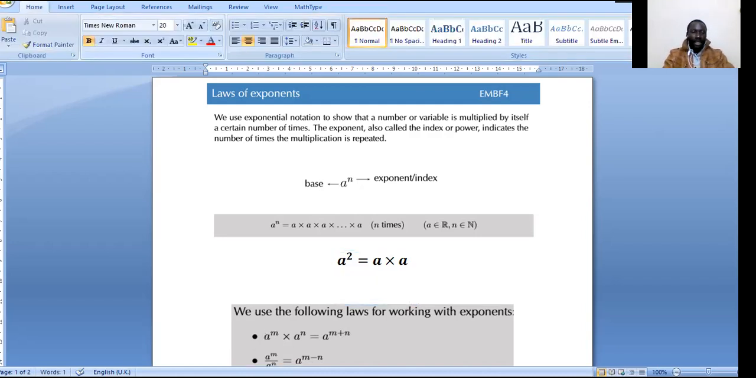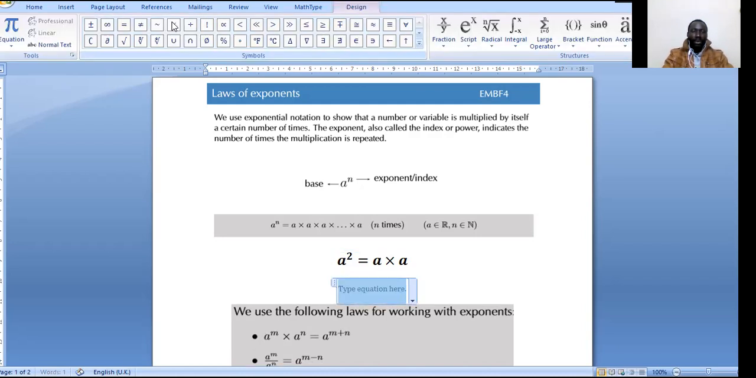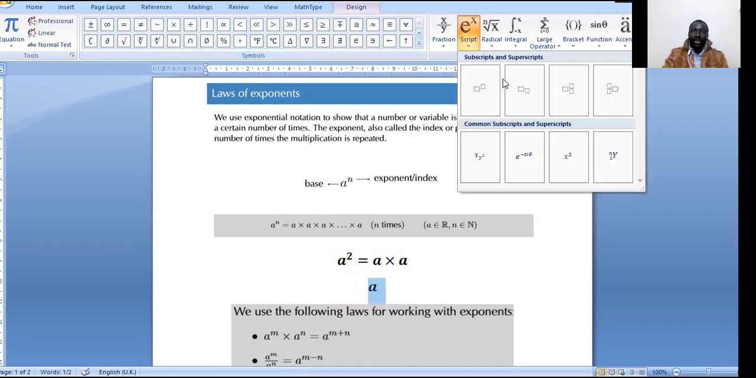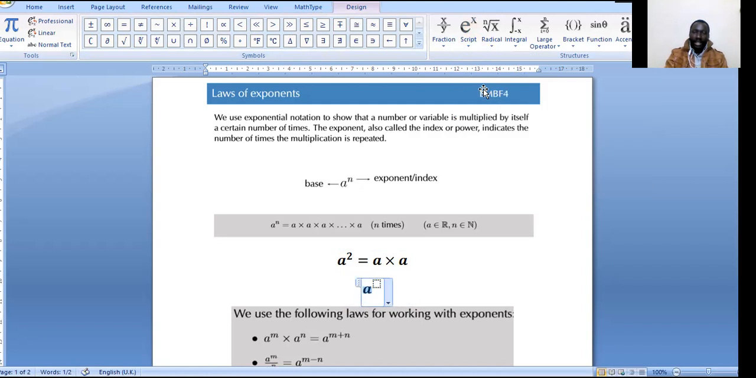Now, if we look at another example where a is raised to some other number, let's say 3. By definition, this means a is multiplying itself 3 times. In other words, we have a times a, then times a. That is what it means by definition.